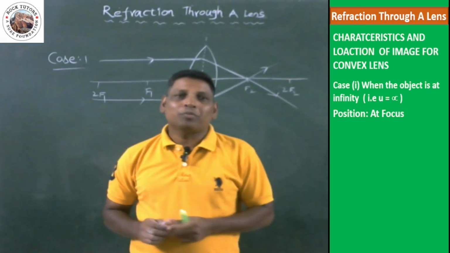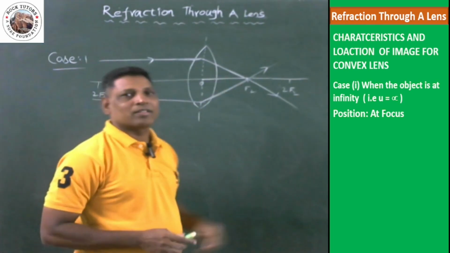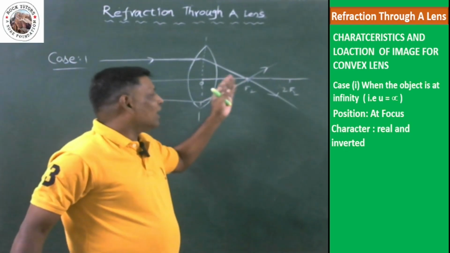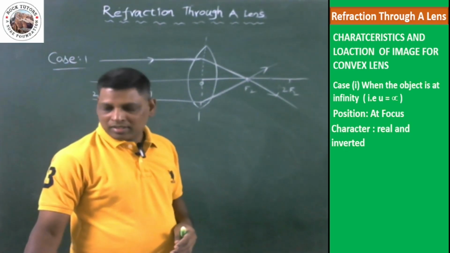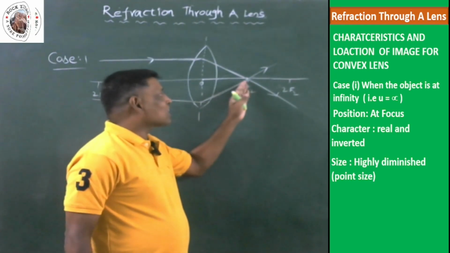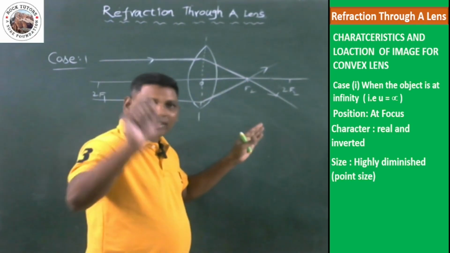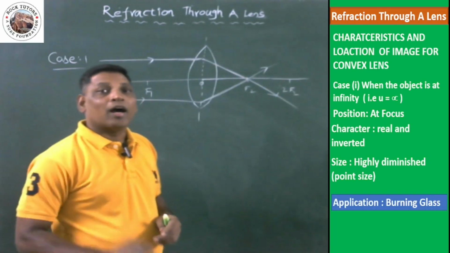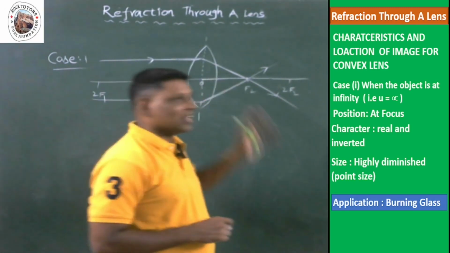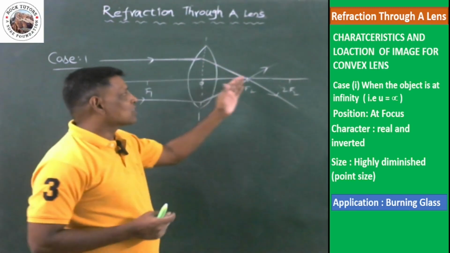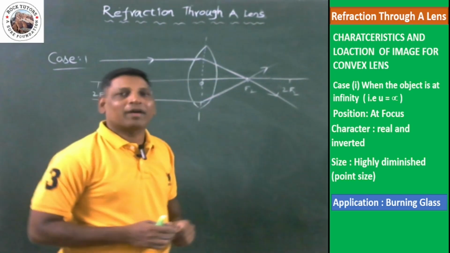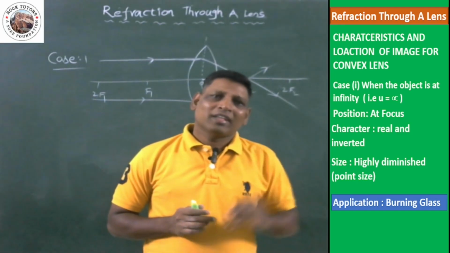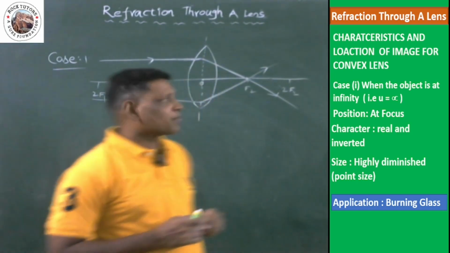Where is the position? Position at focus. Character real and inverted. Size of the image is point size, highly diminished. Application of this lens: we use this lens as a burning glass. Now, one more case we'll see for this.